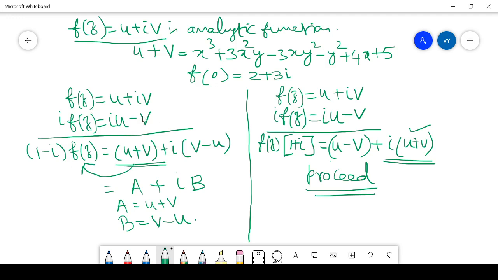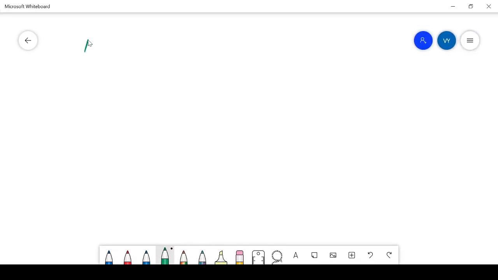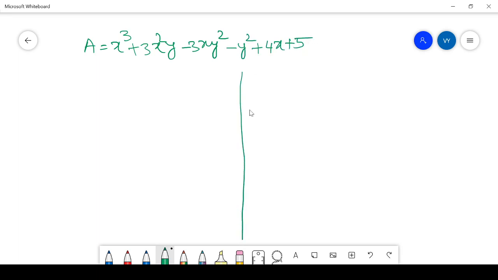Okay, so now what will be the next step? I know the real part. I have taken this as the real part. So now I will take a as x cube plus 3x squared y minus 3xy squared minus y squared plus 4x plus 5. Okay, so now again I will have dou a by dou x. Dou a by dou x will be 3x squared plus 6xy minus 3y squared plus 4.